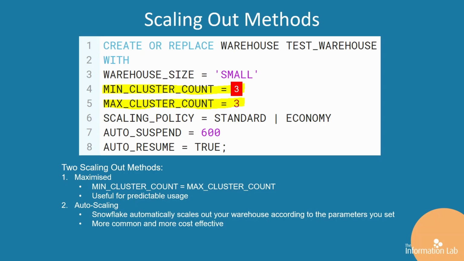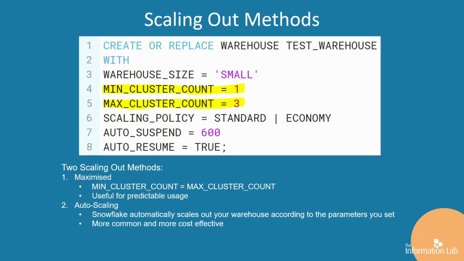This method is generally used when you have quite a predictable usage pattern within your business. For example, if you know that your team will all log on at 9 AM, begin computing queries, and then stop at, say, 11 AM, so your warehouse will shut down at 11, it may be useful to have a specific number of clusters in place to just deal with the compute required. The maximized method is much less common than the autoscale method.